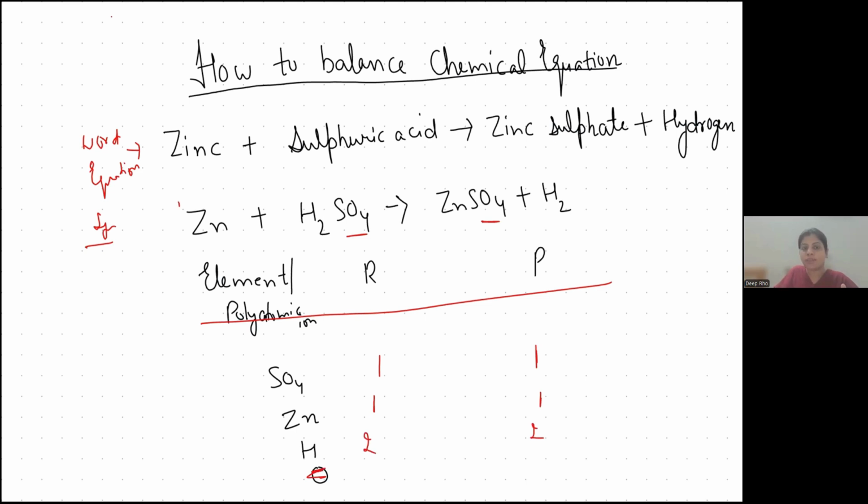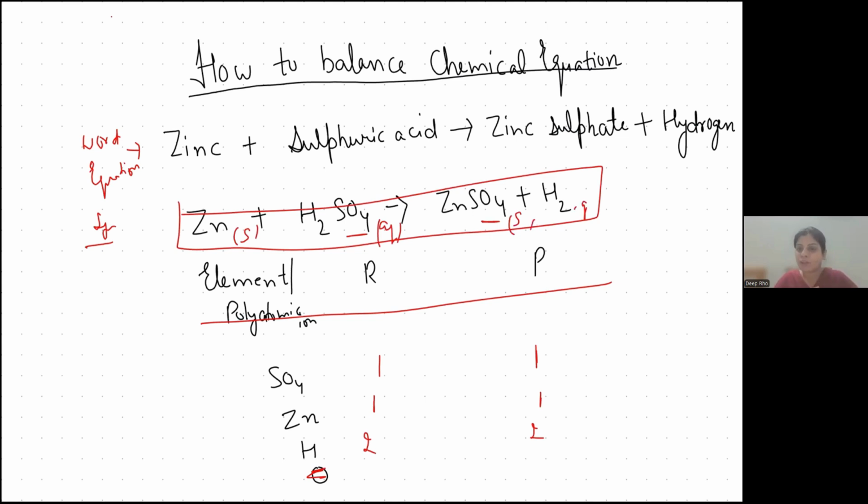So how to make this reaction even more informative, a complete balanced chemical equation? Just by writing the state. Zinc is in the solid state and H2SO4, dilute H2SO4, we usually use aqueous state. So ZnSO4 formed is solid, H2 is the gaseous state. So after balancing, writing the state is called a complete balanced chemical equation. Let's balance another one, the second equation.